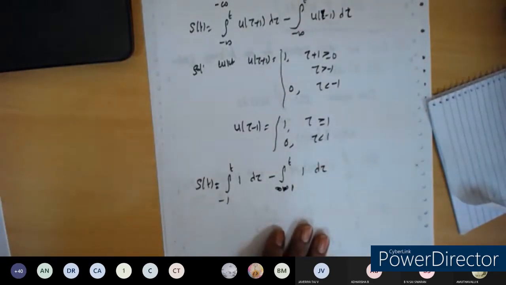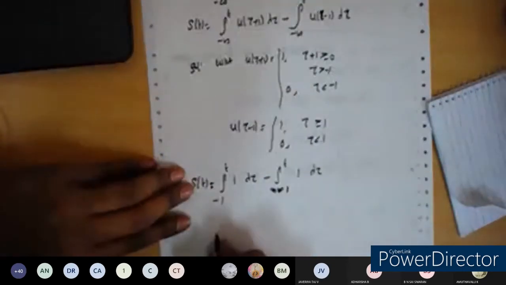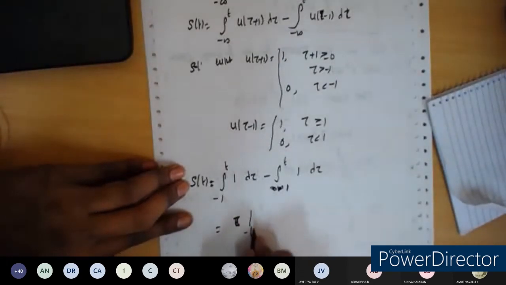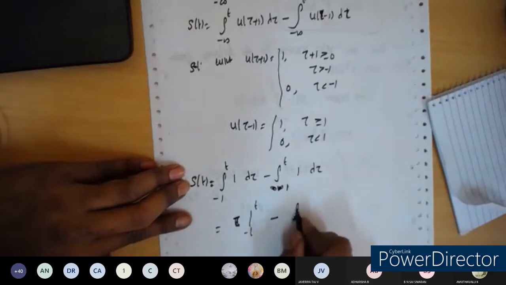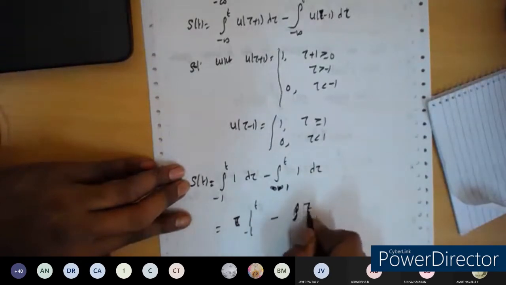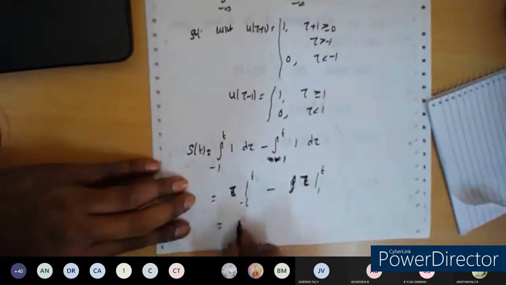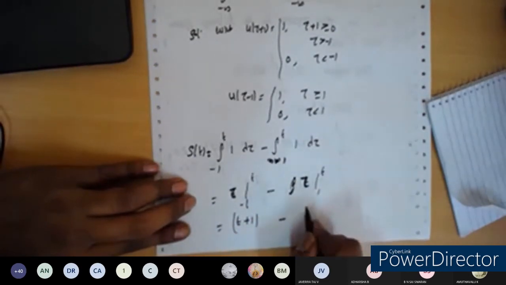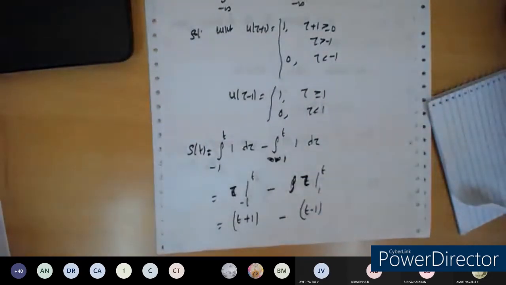Okay. So now we can write this one. The integration of this one will become, so it is tau. The limit is from -1 up to t, minus the integral for this one, tau from 1 to t. Let us substitute the limit here. So t minus of -1 will become t plus 1, minus t minus 1 will get here. T plus 1, minus t minus 1.